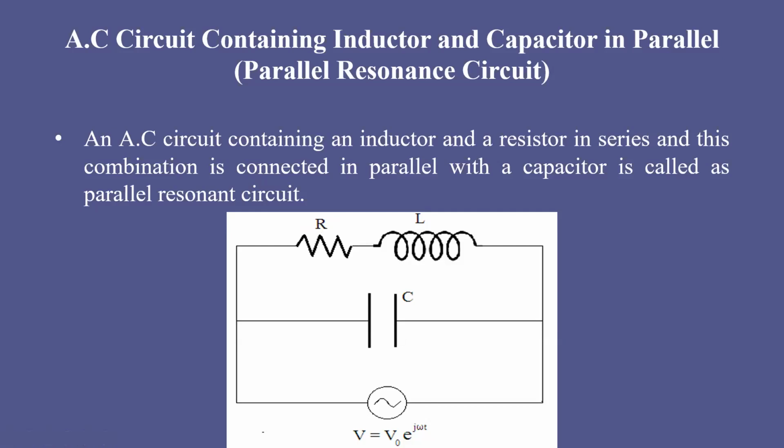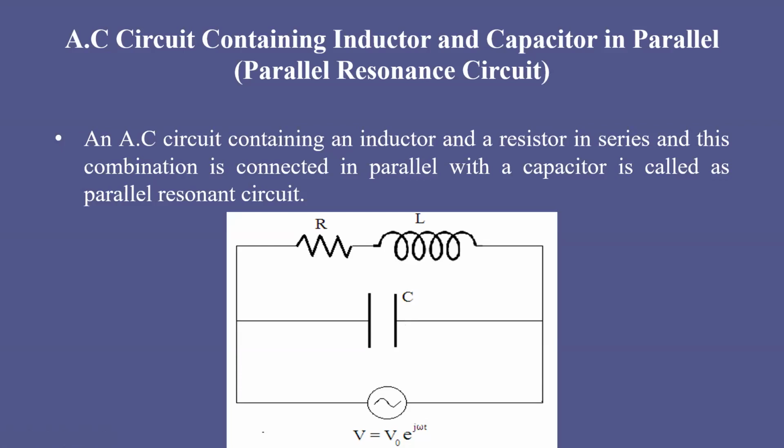The parallel RLC circuit is what we call this. Series RLC circuit we have already studied. The parallel RLC circuit looks like this particular circuit, and this is called a parallel resonant circuit. What does it consist of? This is an AC circuit consisting of a resistor and an inductor connected in series, and this series combination is connected to the capacitor in parallel. That is called a parallel resonance circuit, otherwise a parallel RLC circuit.